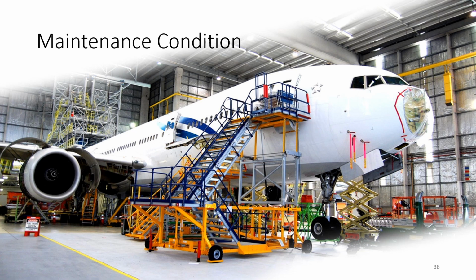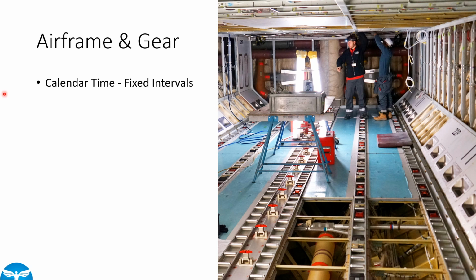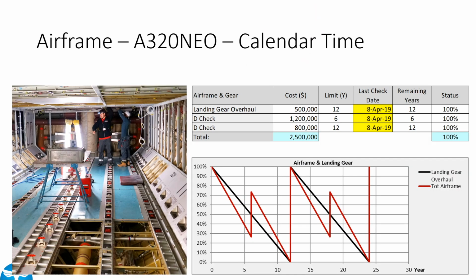Then we have the maintenance condition of the aircraft that will affect the value. And you have other lecturers that have or will speak more about this in detail. I will just briefly mention that you have the airframe and the gear, which is calendar time based with fixed intervals. And you have a cost for an A320neo of about $2.5 million for the landing gear overhaul and the 6-year check and the 12-year check. And this type of overhaul schedule will result in what I call the sawtooth value adjuster here, up and down.